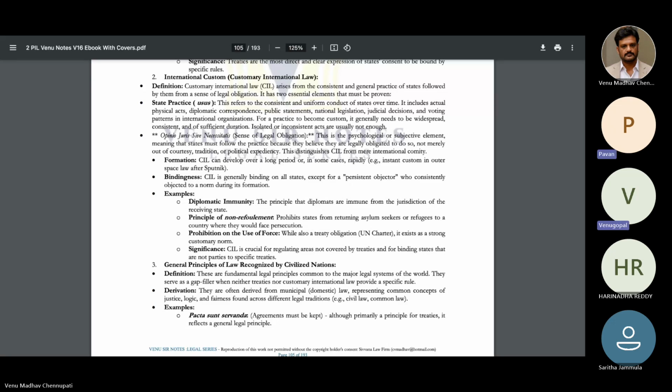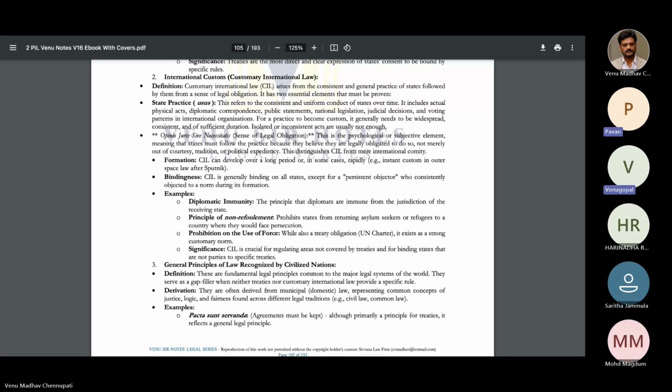Derivation. They are often derived from municipal or domestic law, representing common concepts of justice, logic, and fairness found across different legal traditions. Example: civil law, common law, and the law of a particular region, and so on. Examples: pacta sunt servanda, agreements must be kept. Although primarily a principle for treaties, it reflects a general legal principle.